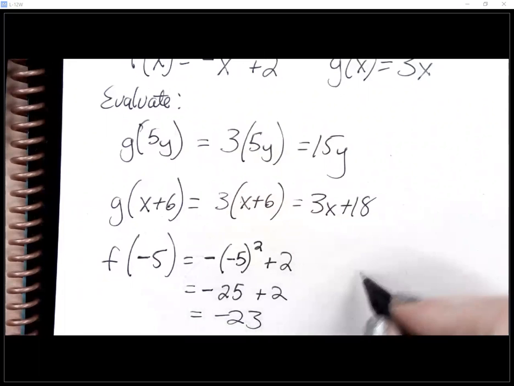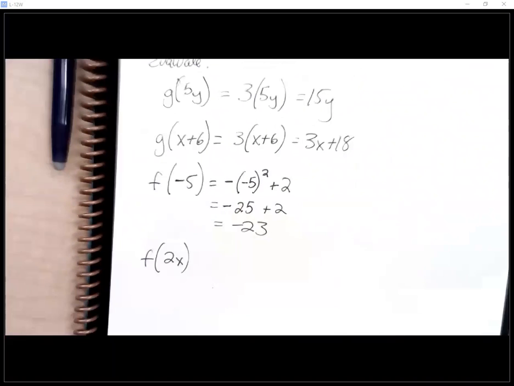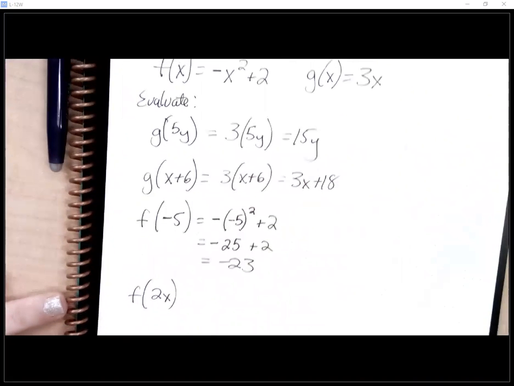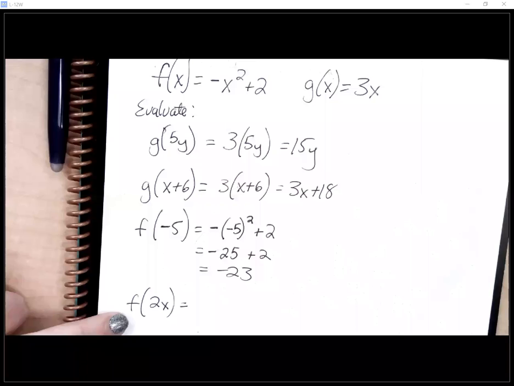Let's try F of, how about 2x? Try that, F of 2x. How is that going to play out? So go back to that original F function and plug all that in and see what you get. Anybody got an answer? Zach, go ahead.